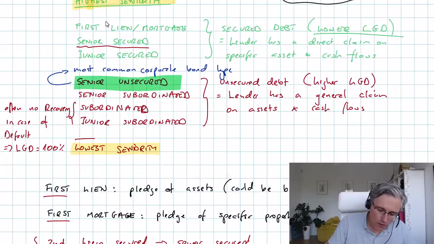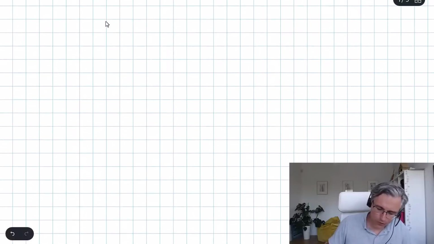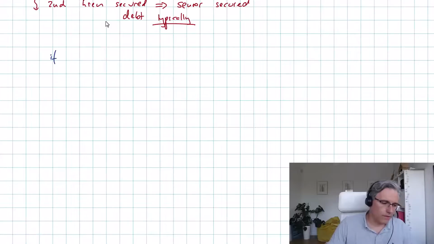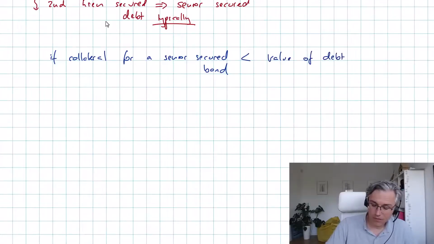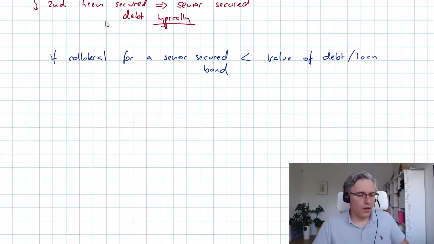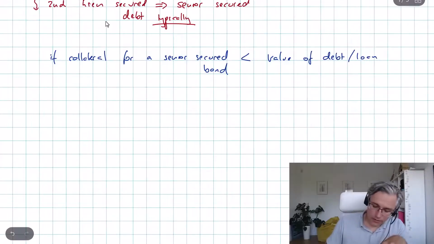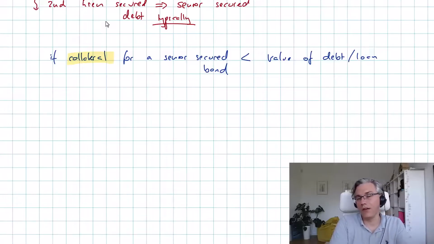Right, over here I've got senior secured. Good. So let's imagine that the collateral for a senior secured bond, the value of that collateral falls short of the value of the debt or the loan, right? In other words, the collateral proves not to be worth enough to cover, after its sale, the whole amount which we owe as borrowers to our senior secured holders of debt.